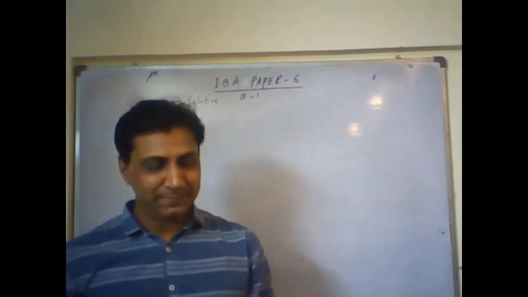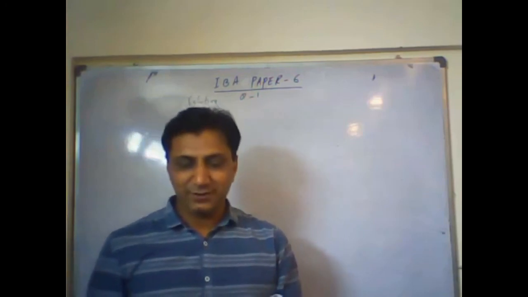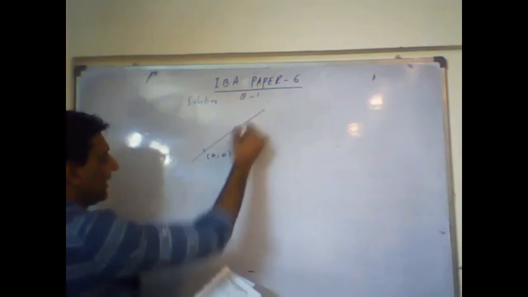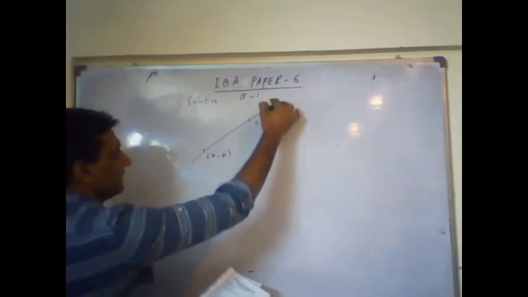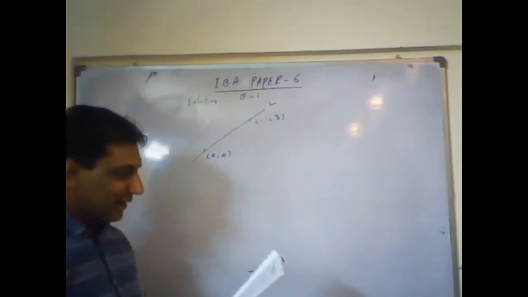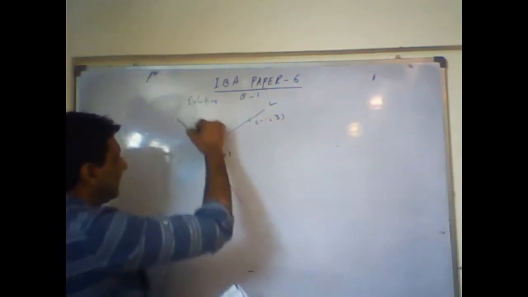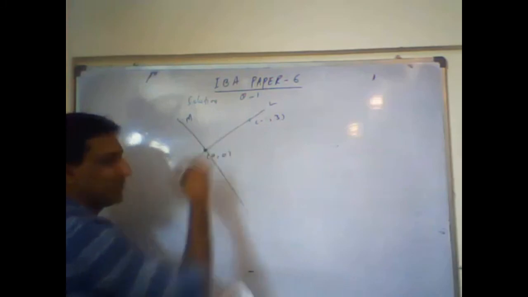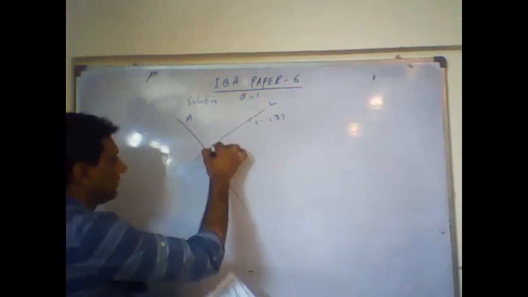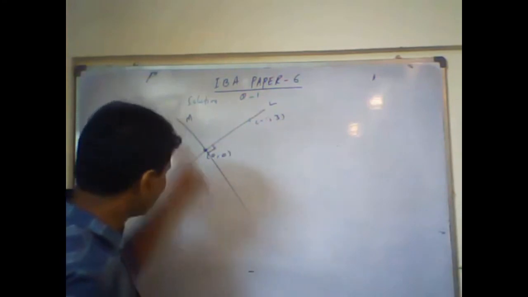Question 1 says in the xy coordinate plane, line L contains the points (0, 0) and (-1, 3). This is line L. If line M is perpendicular to line L and passes through the origin, this is line M, passing through the point (0, 0) and perpendicular to line L. Find the equation of line M. So we have to find the equation of this line.